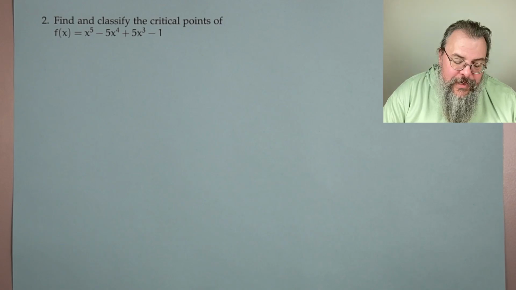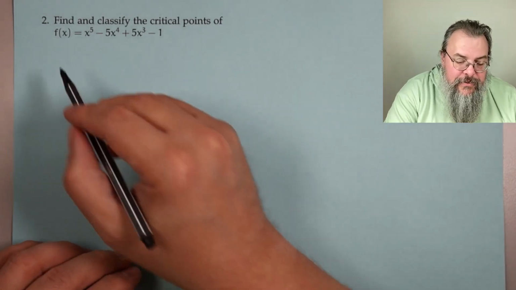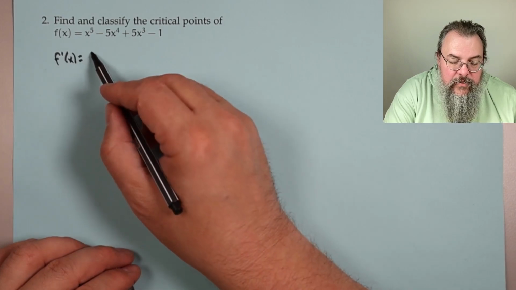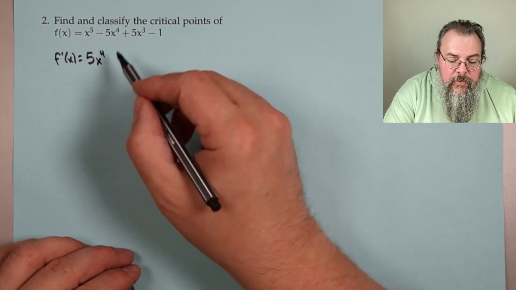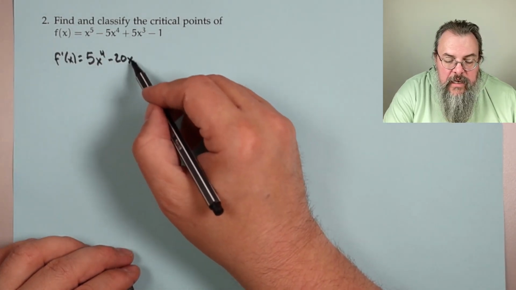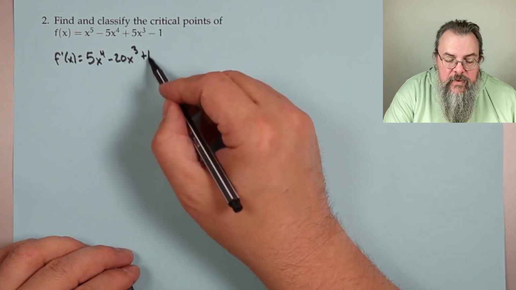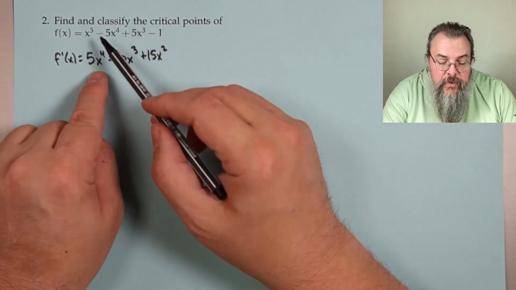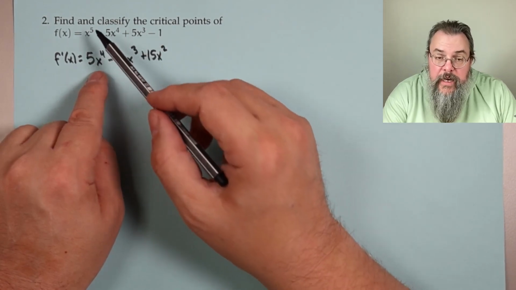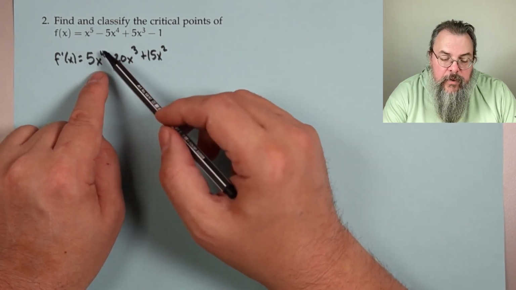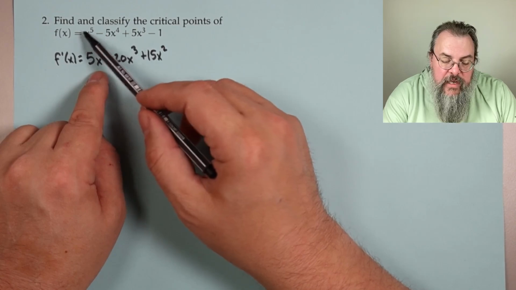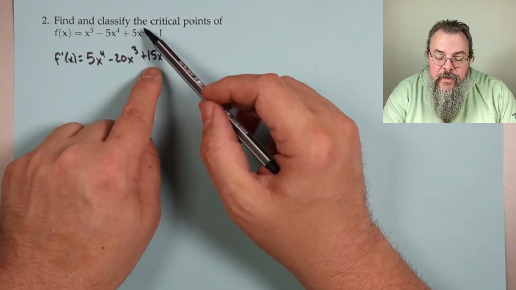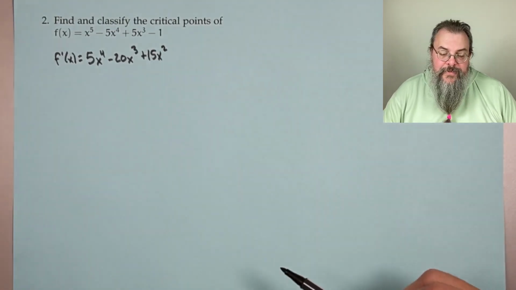Okay, so we should start by taking a derivative. We have f prime of x, and that's 5x to the fourth minus 20x cubed plus 15x squared. On each one of these, you just follow the rule: the power comes down and you take one down. 5 comes down, 5 minus 1 is 4. 4 comes down, 4 minus 1 is 3. 3 comes down, 3 minus 1 is 2.